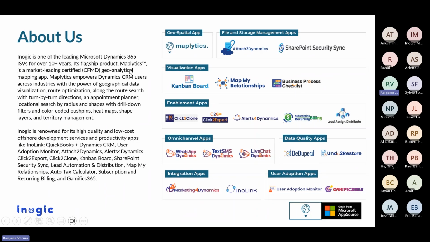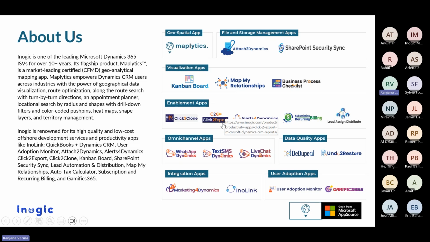Before we start off with the entire session, let me give you an overview of what iNogic is. iNogic is one of the leading ISVs. We are in the industry for over 1.5 decades now, more than 15 years. These are a few of our products that you can see over here. There is Click to Clone, productivity apps, geospatial apps, file management. Any productivity that you think of, we have a solution for it.